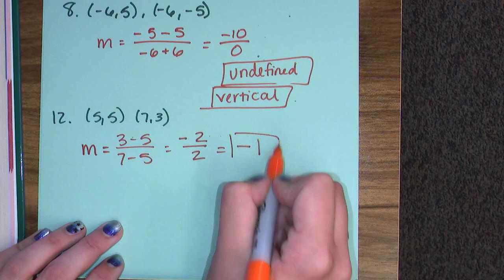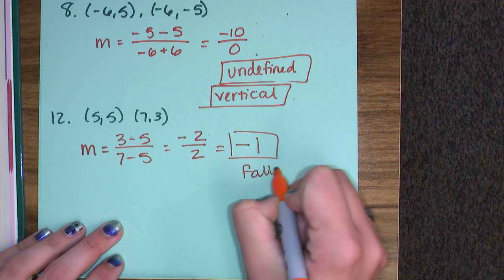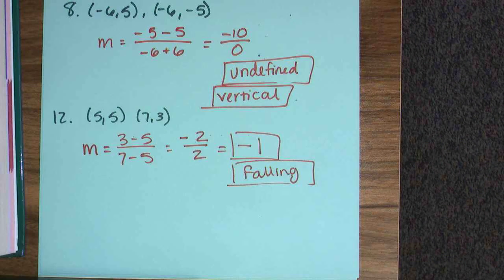So negative 1, and then it's what? And it's falling. Okay, do we feel like that makes sense? Are we good with that? Okay.